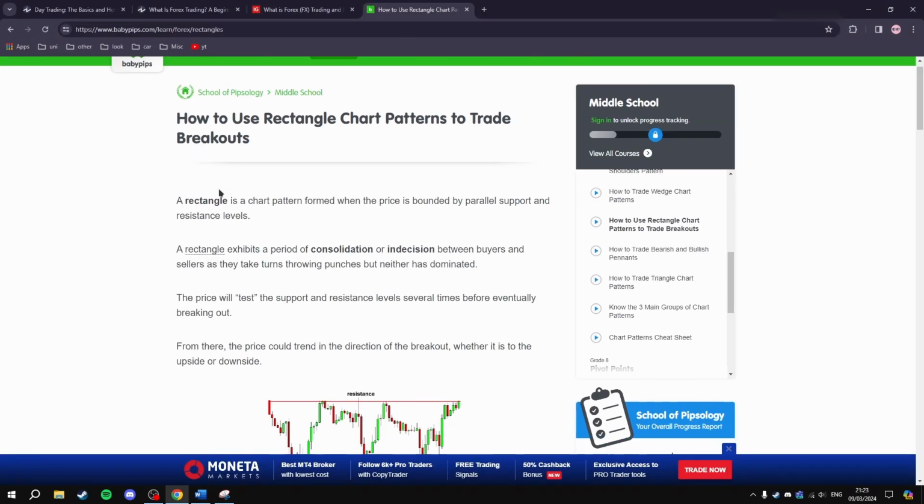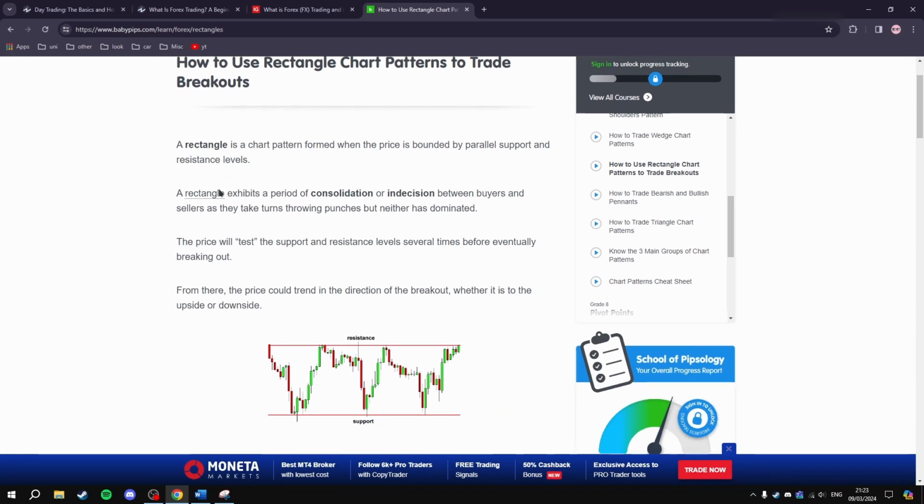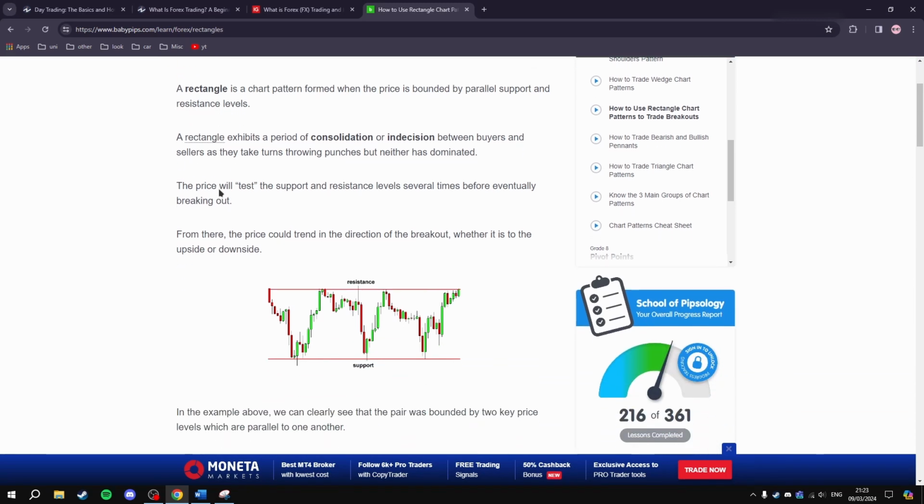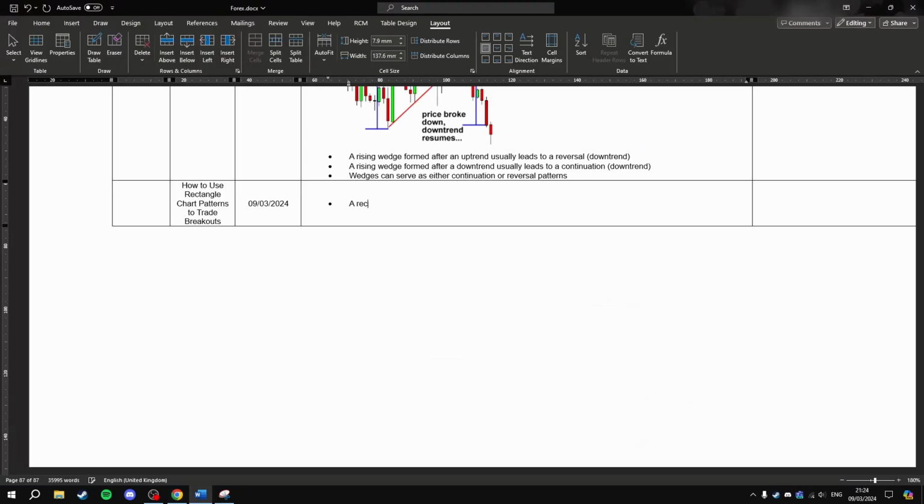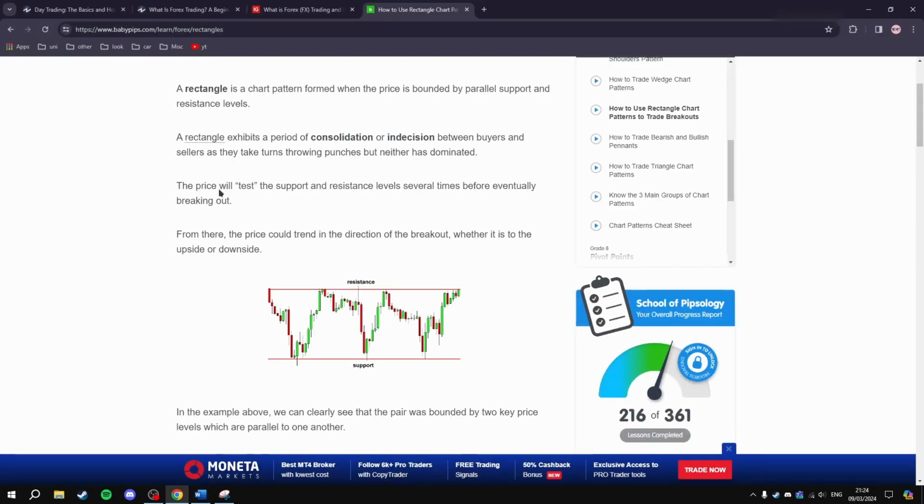A rectangle is a chart pattern formed when the price is bounded by parallel support and resistance lines. A rectangle exhibits a period of consolidation or indecision between buyers and sellers as they take turns throwing punches, but neither has dominated.